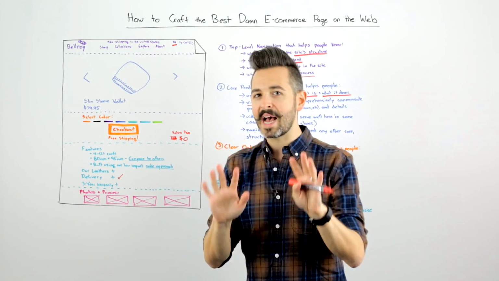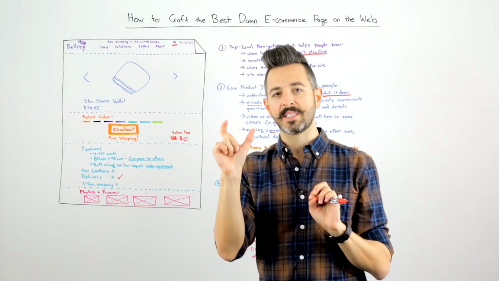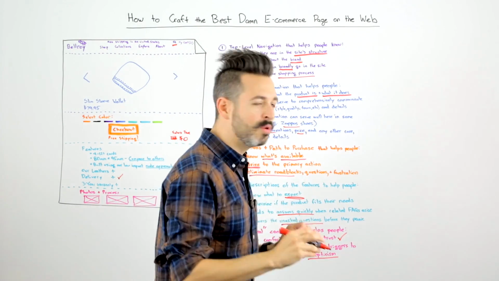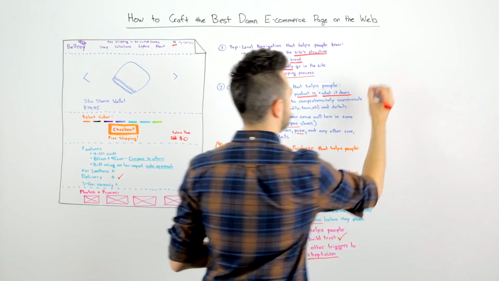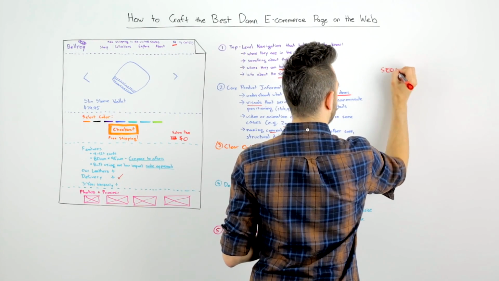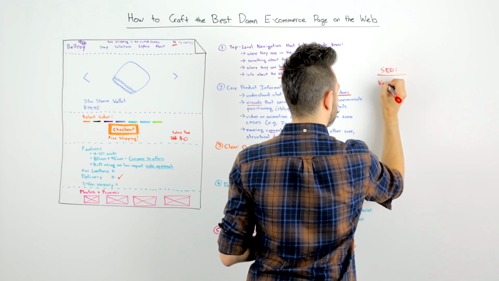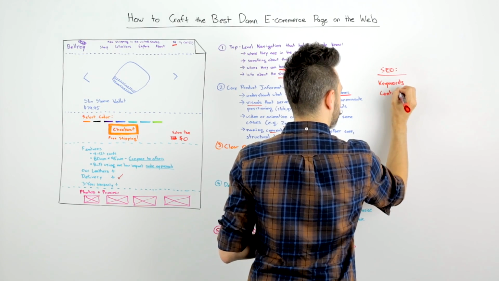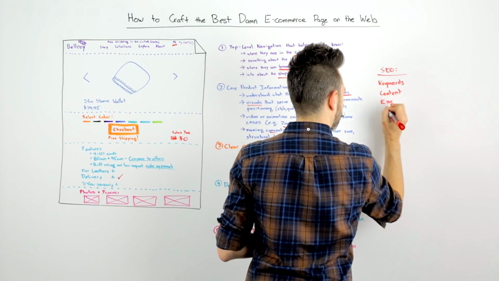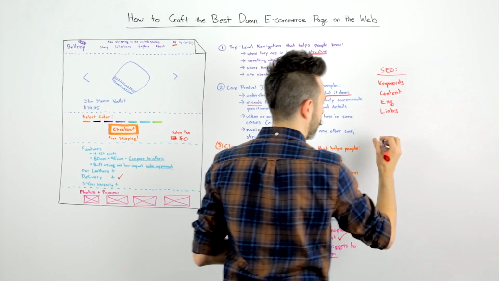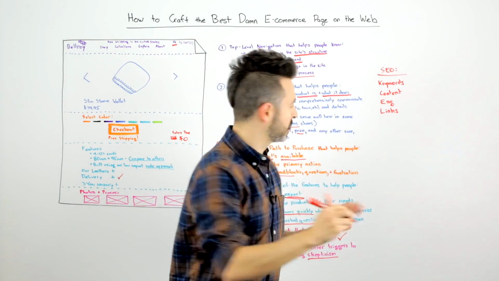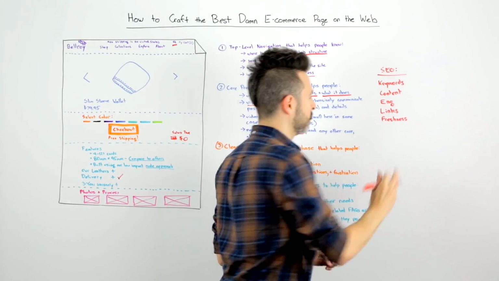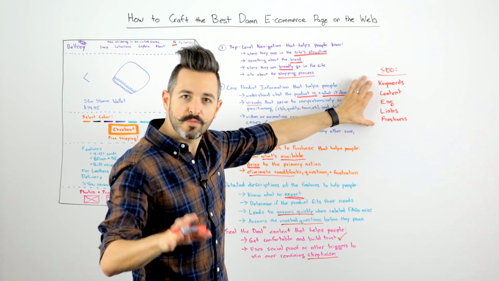All right, last element that I'm going to talk about is SEO. SEO for e-commerce pages is based on only a few very, very simple things. Our SEO elements here are keywords, content, engagement, links, and in some cases, freshness. You hit these five, and you've basically nailed it.